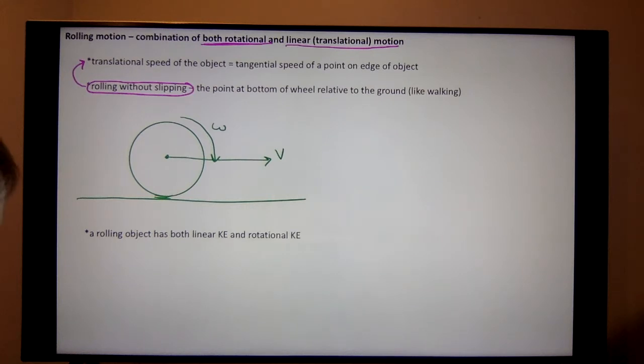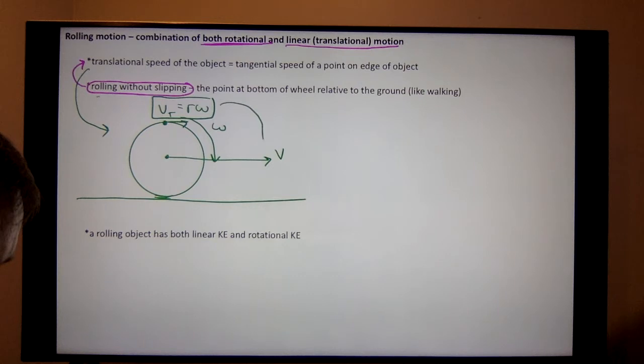And it turns out that as long as we're rolling without slipping, we can make this connection and look at the tangential speed of a point. So V tangential, which we remember is equal to R times omega, will be true in this particular case, and it's also equal to how fast the wheel is actually translating forward. So we'll be able to use that expression: V_t is equal to R omega is equal to V, as long as we have rolling without slipping.